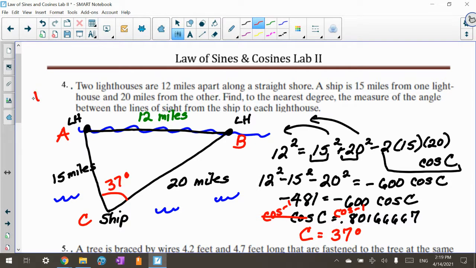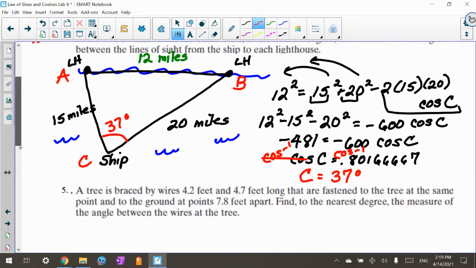So this one's a good one. I would star this because it's one where you're using the law of cosines to actually find the angle. This one's a little bit trickier than the other ones we've done previously. Okay, let's look at number 5.